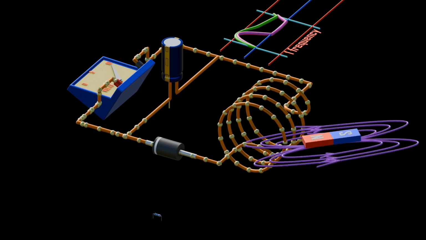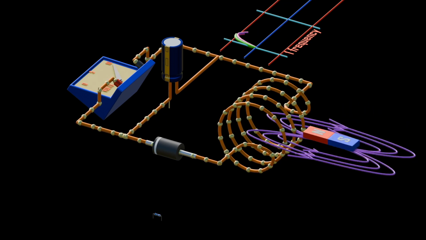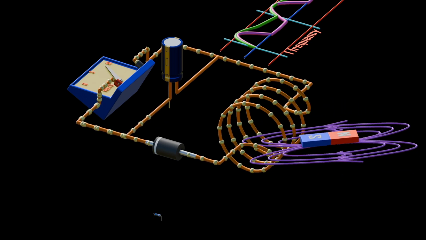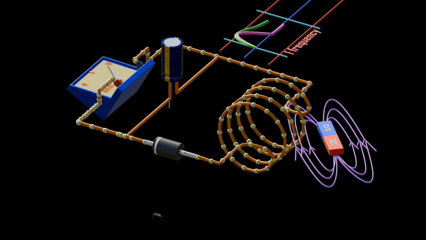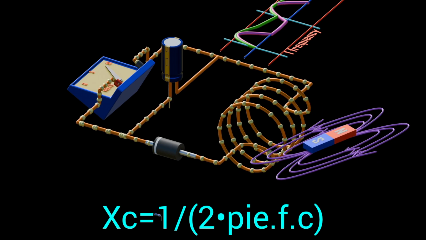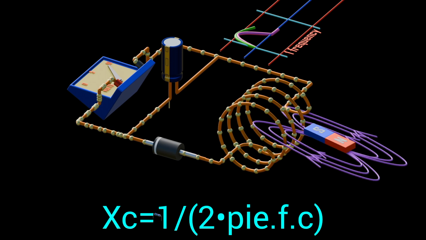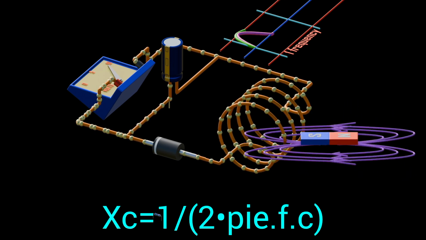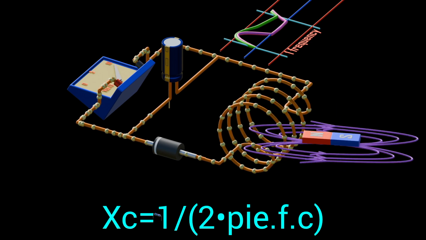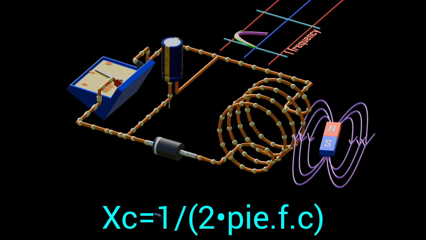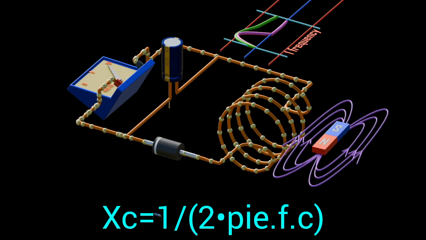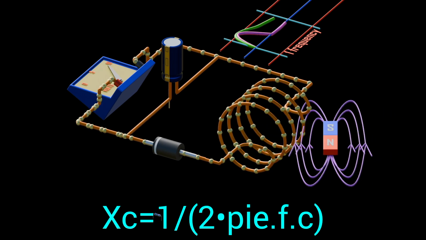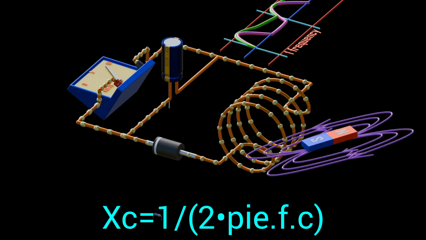Let's briefly review the properties of a capacitor. First, a capacitor opposes any change in voltage. The opposition to a change is called capacitive reactance, Xc, and is measured in ohms. The capacitive reactance is determined by the frequency F of the applied voltage and the capacitance C of the capacitor. Therefore, Xc is equal to 1 over 2 pi F C. From the formula, you can see that if frequency or capacitance is increased, Xc decreases.